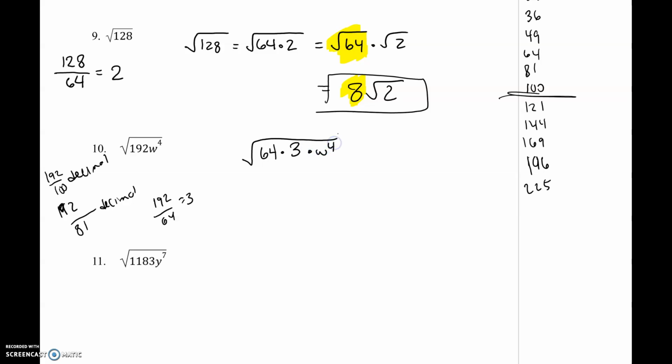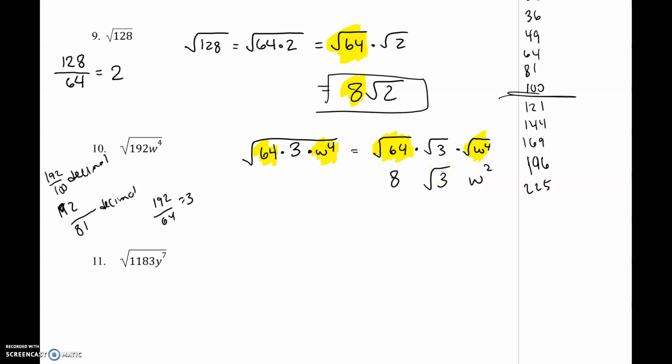We also got this variable going on, so we got to do these two things at once. Lucky for us, though, that variable has an even exponent. So, folks, this 64 is a perfect square. This w to the 4th is a perfect square. So when we break the square root into 3 pieces this time, those 2 perfect square pieces, we can simplify. What's the square root of 64? That's 8. What's the square root of w to the 4th? That's w squared. And the square root of 3 we can't do anything with right now.